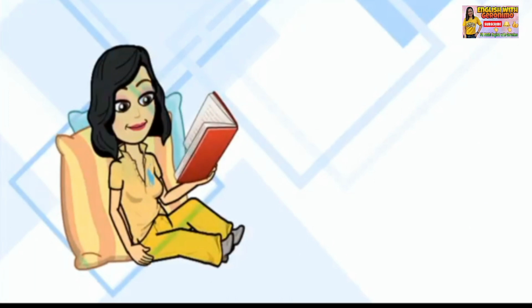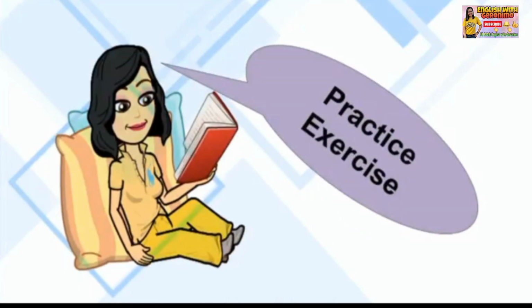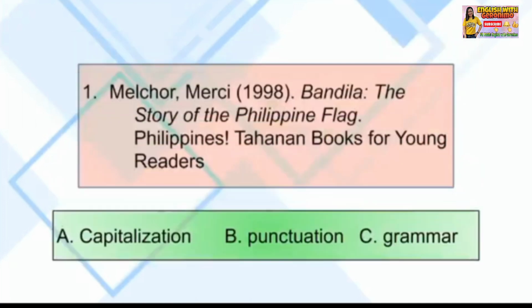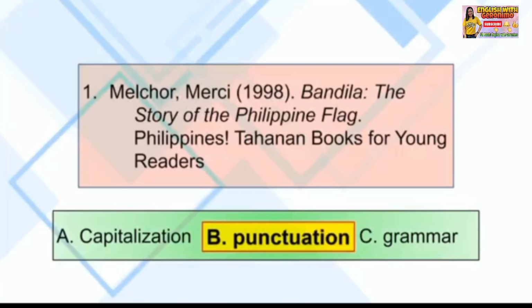Let's try a few items as practice exercise. Identify the key writing components that were incorrect in the following reference list. Choose only the letter of your choice. Number 1. A. Capitalization. B. Punctuation. C. Grammar. The correct answer is B. Punctuation.